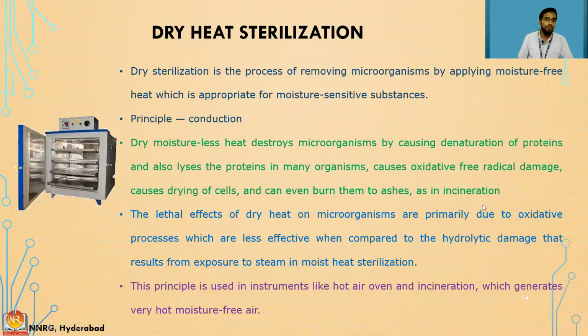There are different methods of dry heat we'll be seeing in the next slides. The lethal effects of dry heat on microorganisms are primarily due to oxidative processes, as discussed, which are less effective when compared to hydrolytic damage that results from exposure to steam in moist heat sterilization. Despite it being not as effective as moist heat, it has certain advantages over moist heat. This principle is used in instruments like the hot air oven and incineration, which generate very hot moisture-free air.